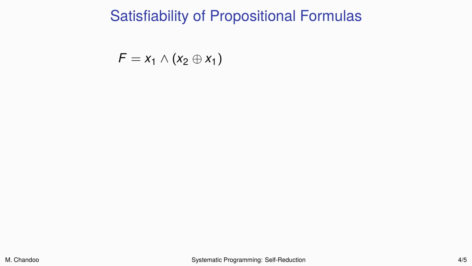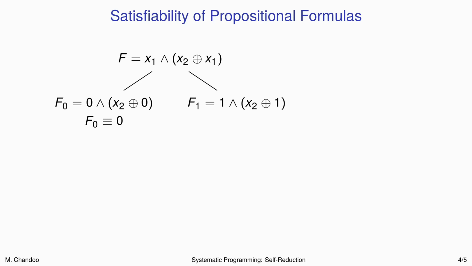Our next example is to check whether a formula has a satisfying assignment. The circled plus stands for the exclusive OR. The idea here is to select a variable and plug in 0 and 1 for it. If the formula f is satisfiable, then at least one of these two new formulas must be satisfiable as well. So if we plug in 0, we get the following. And after simplification, we can see that it is equivalent to 0. If we plug in 1, we get this formula. And after simplification, we see that this is equivalent to not x2.